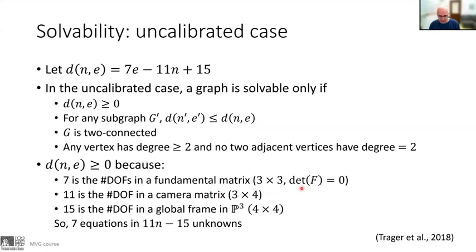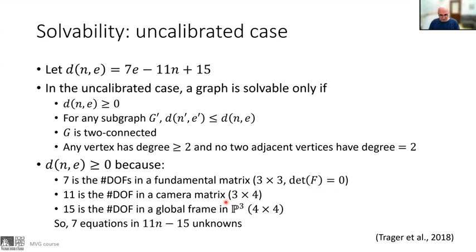Each edge now, in the uncalibrated case, we have a graph with n nodes and e edges, and for each edge, we have a fundamental matrix. A fundamental matrix has 7 degrees of freedom. Why? It's a 3 by 3 matrix, 9 components. It's determined up to scale, so 8 degrees of freedom, and in addition, it is rank 2, so the determinant is 0. So that gives you 7 degrees of freedom.